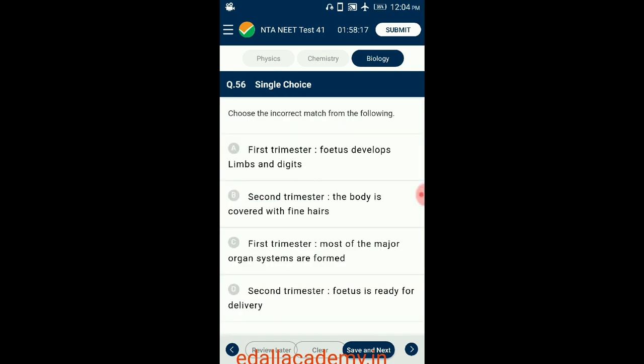Question number 56. Choose the incorrect match from the following. Here there are 4 pairs given. Parturition or the expulsion of the fetus takes place at the end of the 3rd trimester. So the incorrect pair is 2nd trimester, fetus is ready for delivery. So this pair is wrongly given. Delivery occurs during the end of the 3rd trimester. So the incorrect option is D.